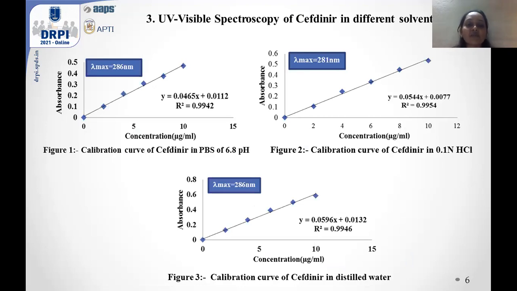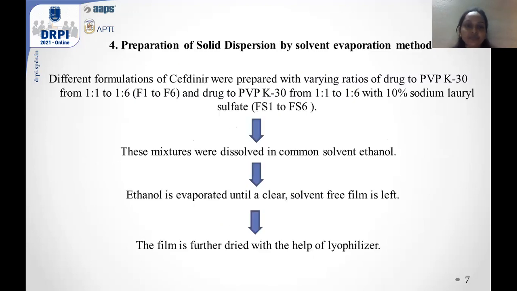After that, we have also performed UV visible spectroscopy to determine the lambda max of the cefdinir drug in various solvents. For that, we have used the PBS buffer, 0.1 normal HCl, and distilled water. The lambda max was found to be 286 nanometer, and for 0.1 normal HCl it was found to be 281 nanometer. Also, the regression value was found to be near to 1, like 0.994.